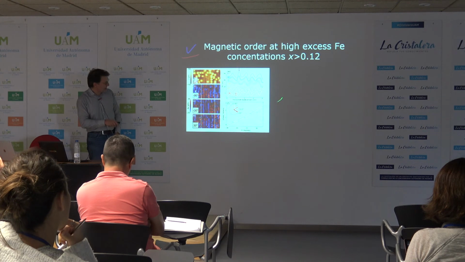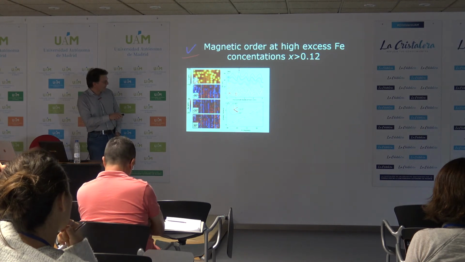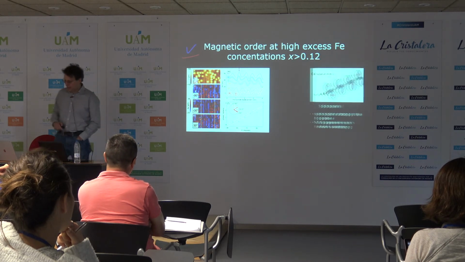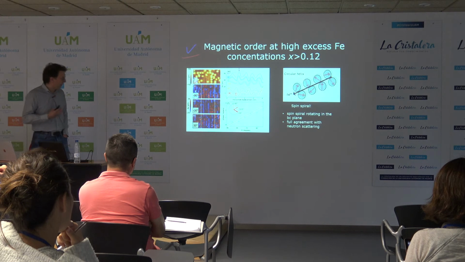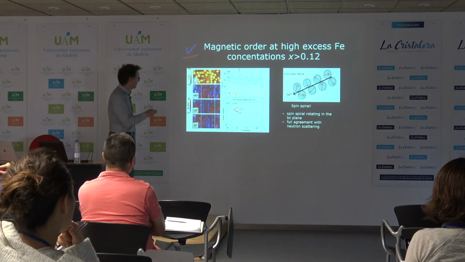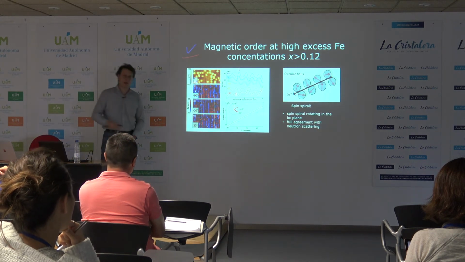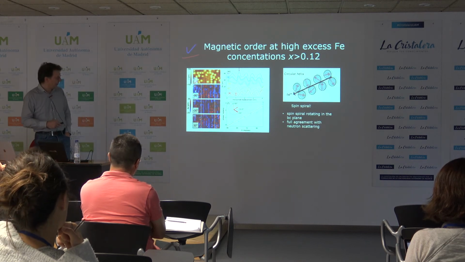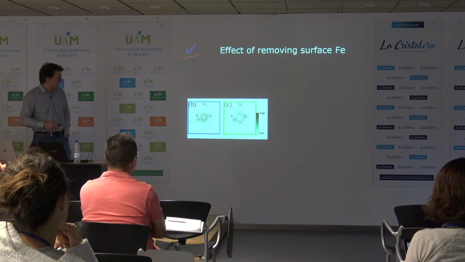And this here is plotting the position of the maximum of the contrast as a function of field angle. So basically on samples with high excess iron concentration, where all the excess iron is still at the surface, we get results consistent with the neutron scattering measurements.